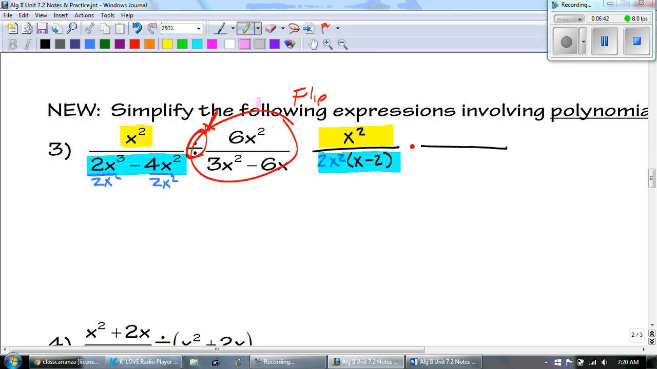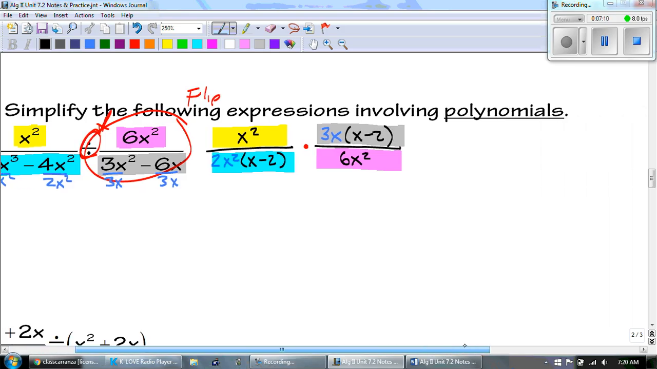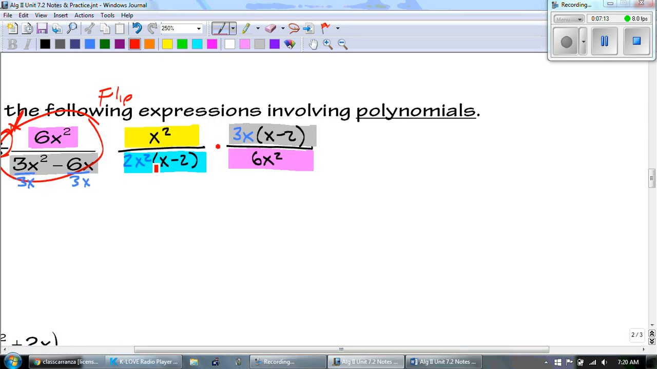we have to flip these. So the 6x squared now comes to the bottom. And the 3x squared minus 6x is going to come up here, but once again, I'm going to factor that first. I can take out a 3, and I can take out an x. And my remainder is x minus 2. Okay? So right away, the only thing that I see that I can cancel is x minus 2's.